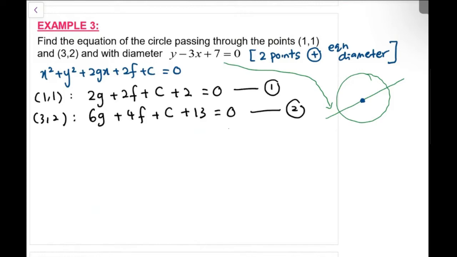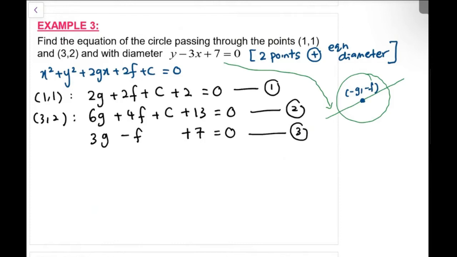So from the general equation of a circle, our center will be (negative G, negative F). Means now we have to substitute this into the diameter equation, where x would be negative G and y would be negative F. So substitute this up, our equation now would be 3G minus F plus 7 equal to 0. And that's going to be our third equation.